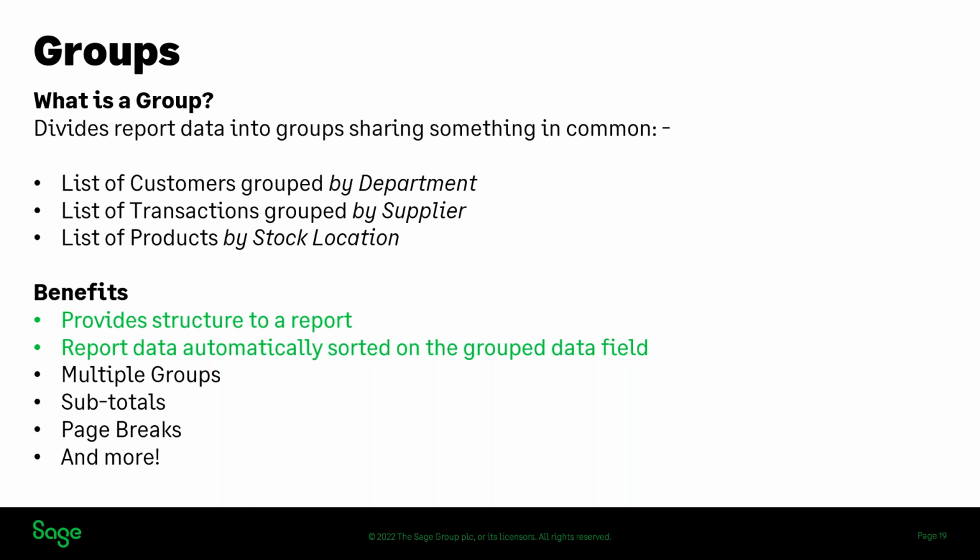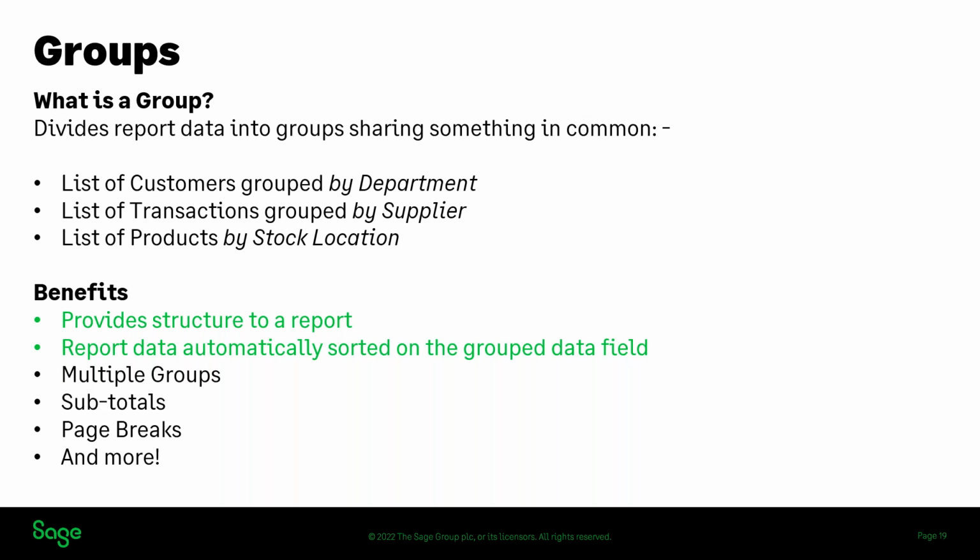Or you might want a list of products grouped by where they're currently located. So there's loads of examples. Really, what you need to think about is what examples you might want to try. In terms of the benefits groups give you, they give your reports structure, which often makes them easier to interpret. Your report data is automatically sorted by any group that's been added to the report.